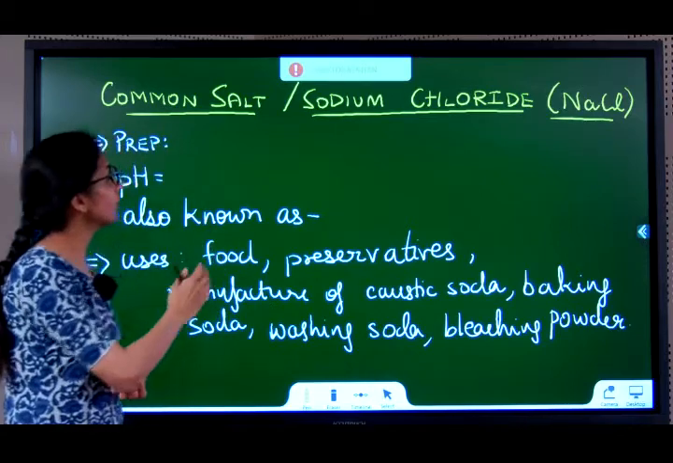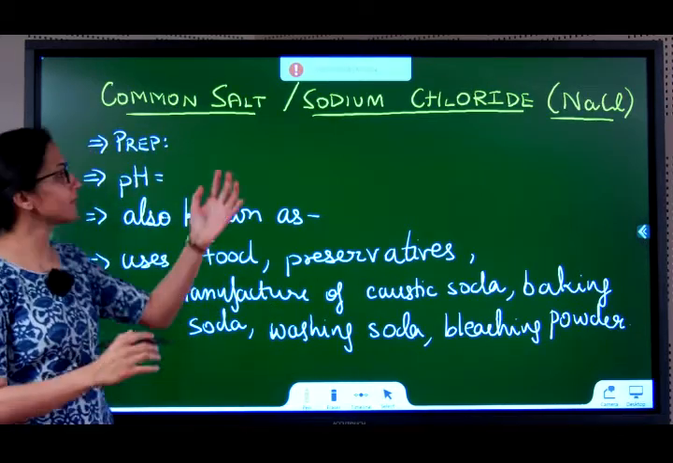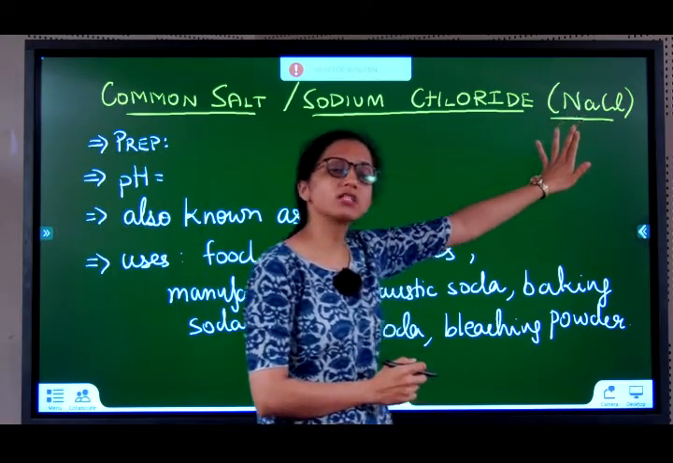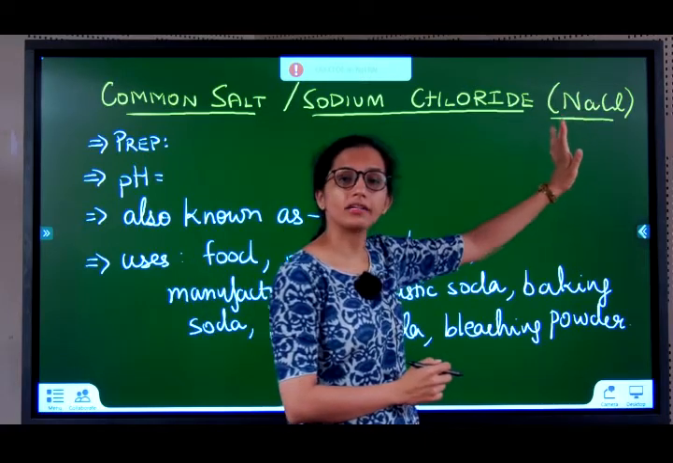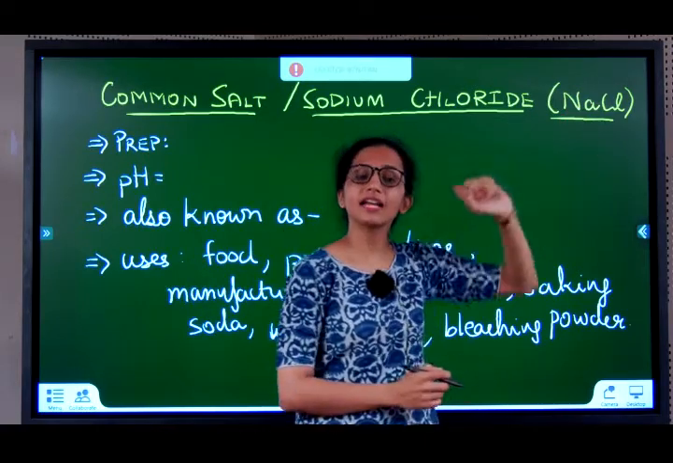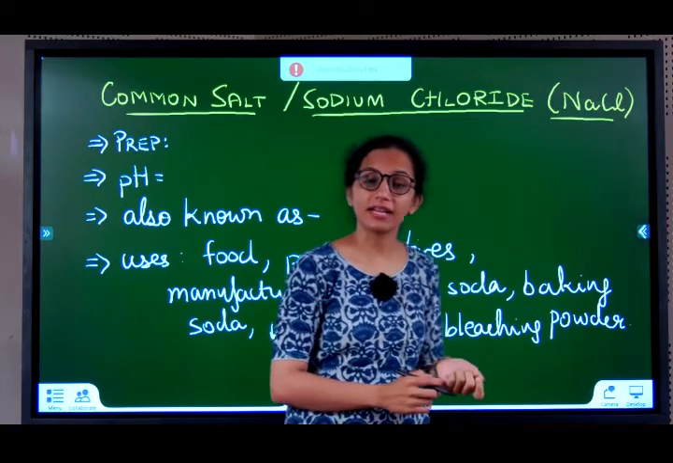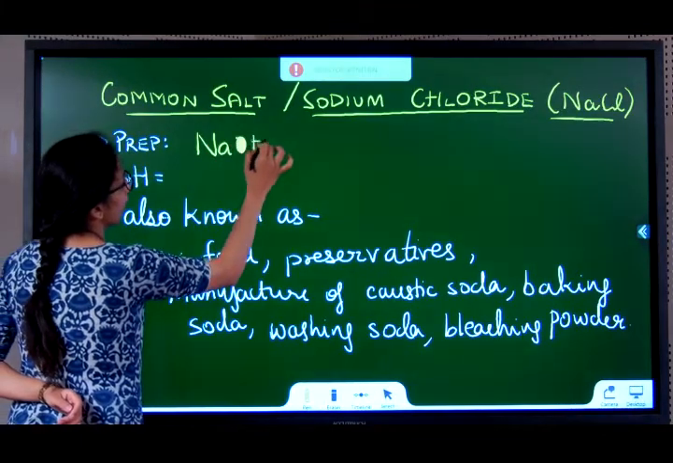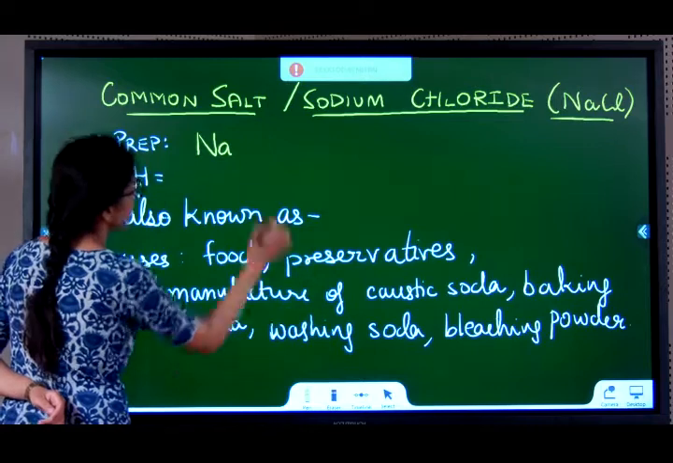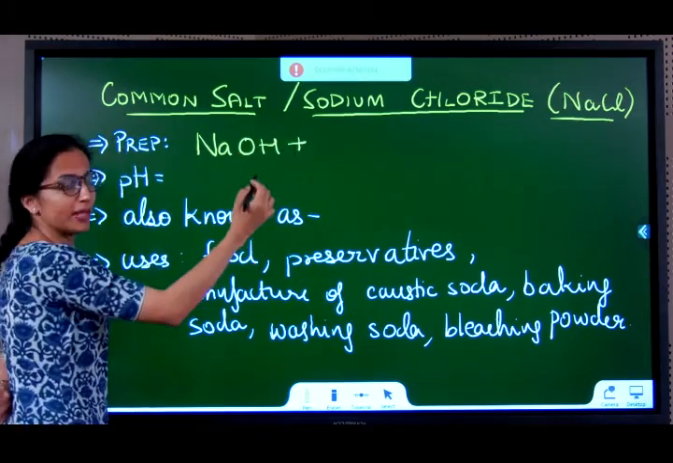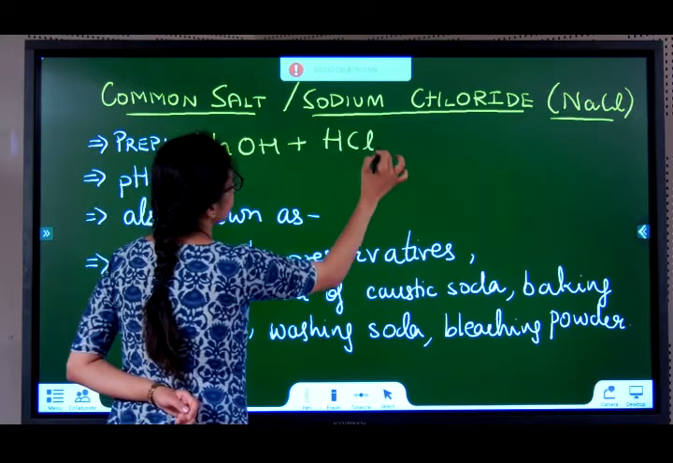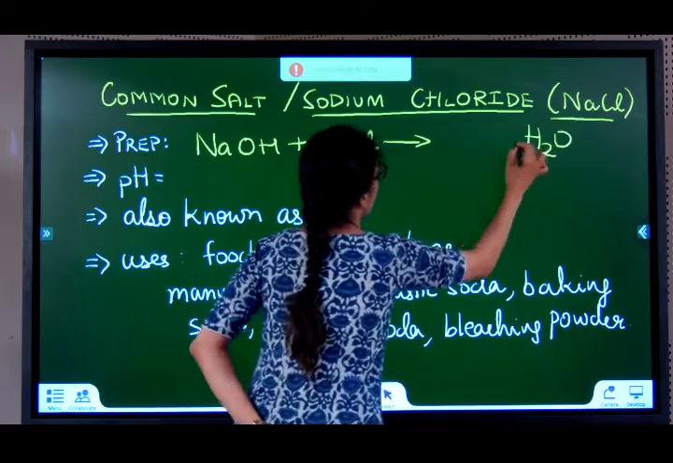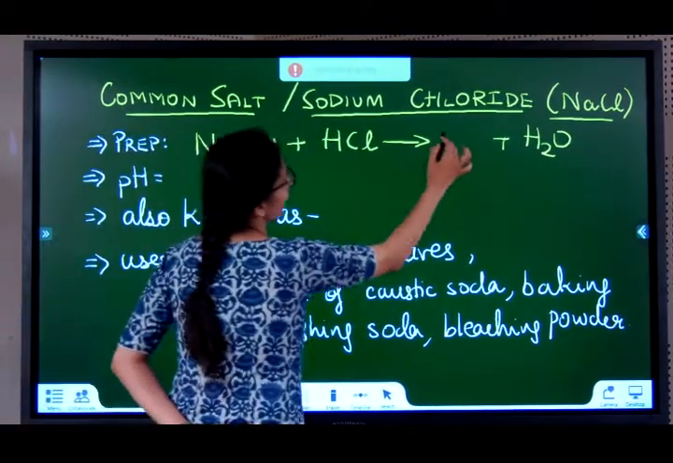So now going more in detail about sodium chloride. How is sodium chloride prepared? Sodium, which base or acid do you remember with it? Sodium hydroxide. Chlorine, which acid or base do you remember with it? Hydrochloric acid, yes. So if I take sodium hydroxide and I make it react with hydrochloric acid, what happens? OH and H will become water and Na and Cl will give me NaCl.